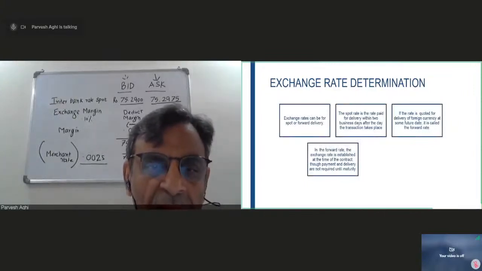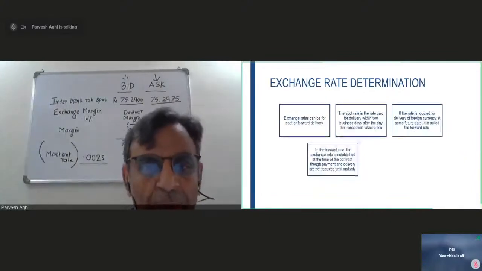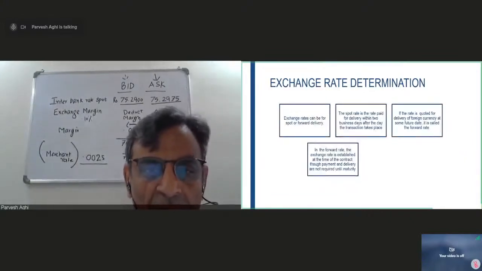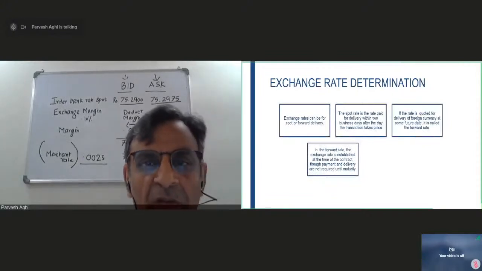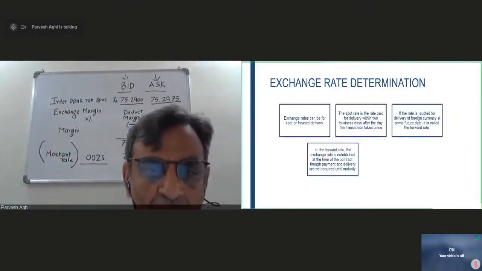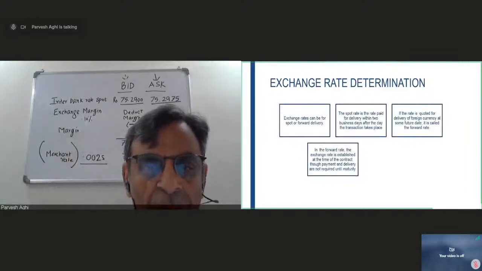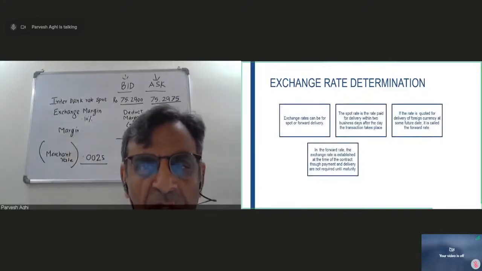Though the payment and delivery are not required until maturity. That means you don't have to make any payment, and there will be no delivery given to you at that time. The payment and delivery will happen only on 1st of November. If you are known to the bank, a big customer, the bank will just note down your request. Maybe you have to submit some form and it will be the end of the story. And you come on 1st November, they will be ready with your delivery, or you have to give the delivery to them.